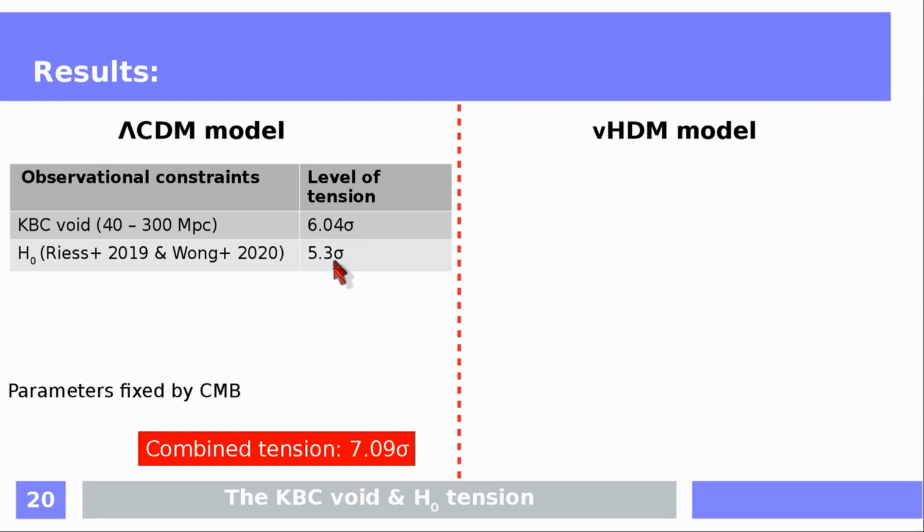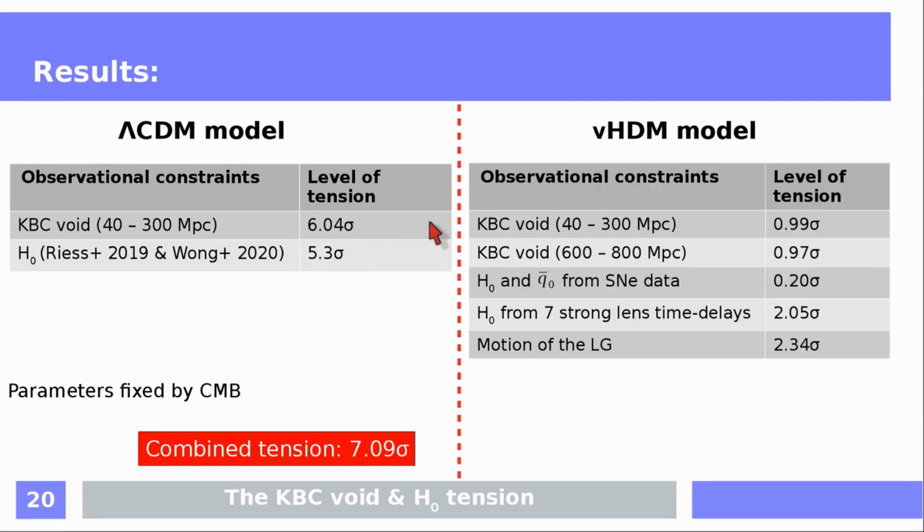Now, looking at the nHDM model, we have here now 12 observational constraints. So as explained, the inner part of the KBC void gives roughly a 1 sigma level tension. The outer part of the KBC void gives roughly a 1 sigma tension. H0 and q0 from local supernova data give a 0.2 sigma tension. Then we also constrained our models from H0 derived from 7 strong lens time delays. This gave us a 2.05 sigma.